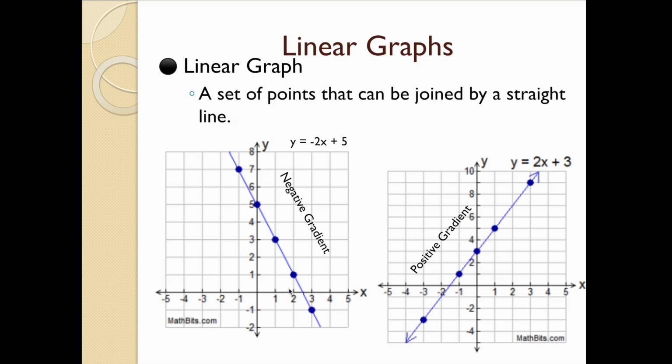What would be this coordinate here? 1, 3. What would be this one over here? 0, 5. You're asking me or you're telling me? 0, 5. All right, good. One for you. What's this one here? 3, -1. 2, 1.